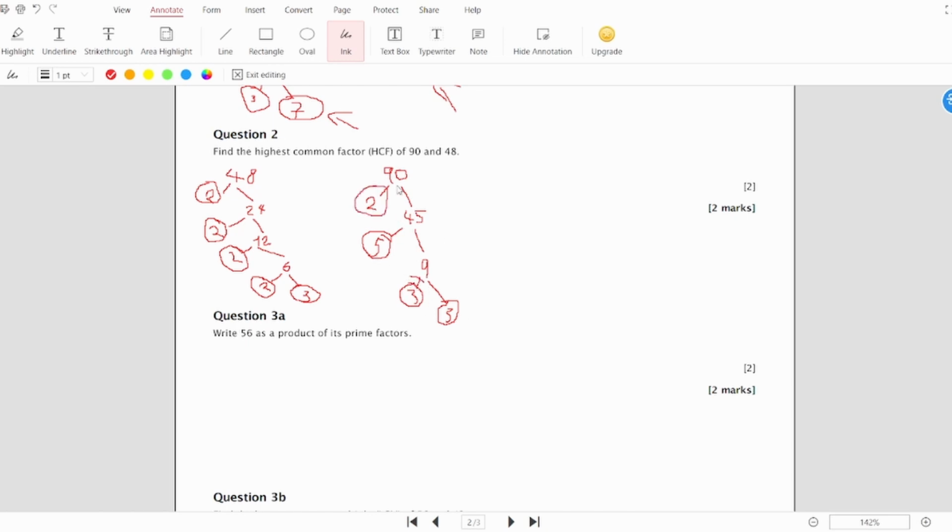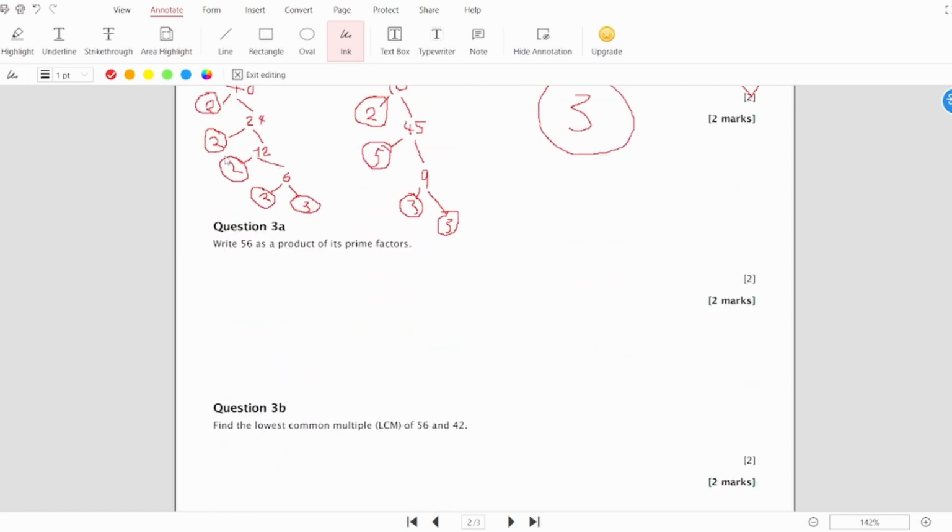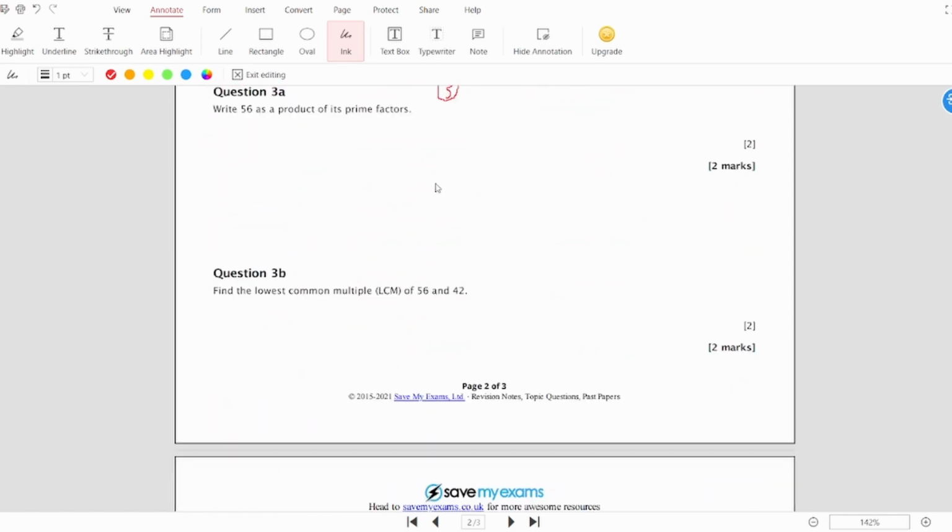I've already circled that. Highest common factor again. So let's see. 5, there's no 5 here. 2, there are 2s, but there are higher numbers. 3, there's a 3 there, there's a 3 there. What's the highest common factor here? It's 3. Go and circle it for the examiner. Oh yeah, let me get them marks. So you showed your working, you got the answer, that's 2 marks.